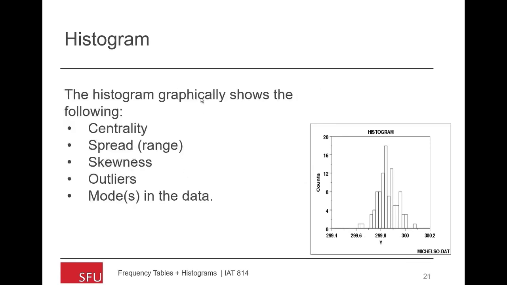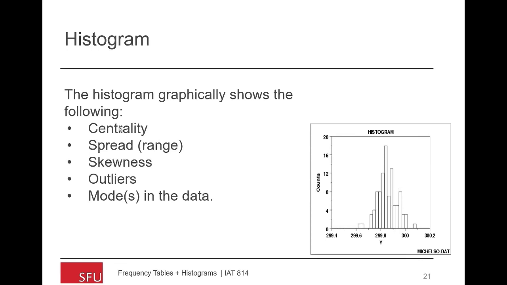The reason you make a histogram is that it graphically shows a number of things that you may be interested in in your data set. The first thing we list here is that it shows the centrality, if there is one, of the data. In this histogram, we see that the central tendency of this data set is around 299.9 or something like that. We can see that the range or spread is also shown, from roughly 299.6 to 300.1. It can also show the skewness, and we'll talk more about what that means later on in this segment. And it will also show outliers.